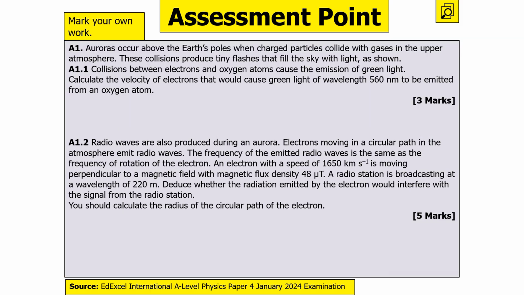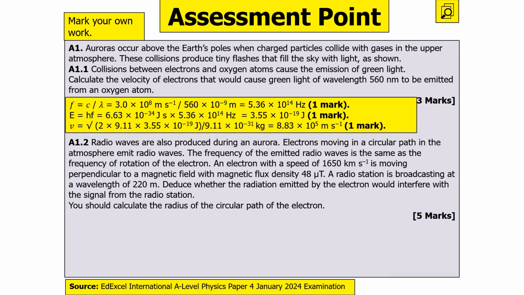So pause the video now, then unpause the video when you want to go through your answers. Right, for the first one, we know f is equal to c over lambda, so it's 3 times 10 to the 8 over 560 times 10 to the minus 9 meters, so it's 5.36 times 10 to the 14 hertz. We know the energy of a photon is equal to hf, so 6.63 times 10 to the minus 34 times this value of f, so it's 3.55 times 10 to the minus 19 joules.